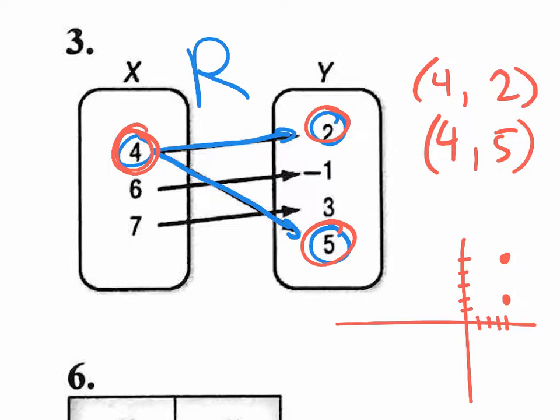So that would definitely fail the vertical line test. The vertical line would have 2 dots on it. So visually it would fail. Numerically it would fail. Plug in a 4, get out 2. Plug in a 4, get out 5. So that's not a function machine, that's a relation. Let's move on to number 5.